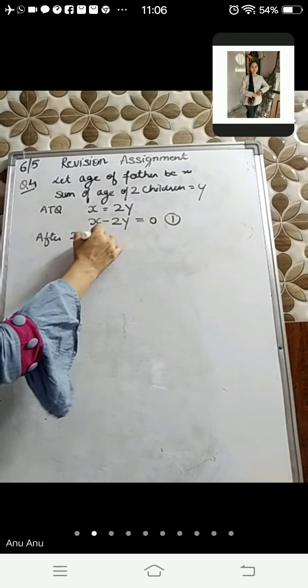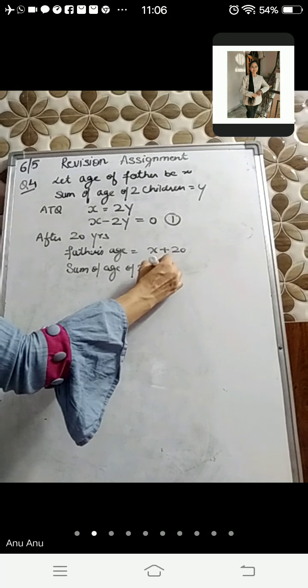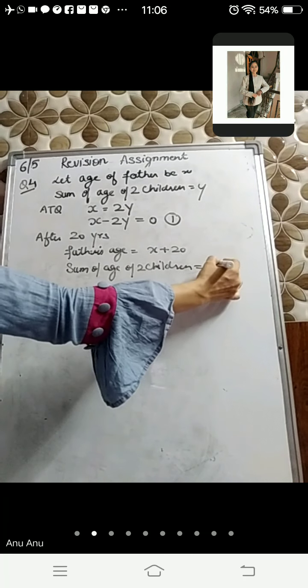After 20 years, what will be the father's age? x plus 20. And can anybody tell me what will be the sum of the ages of the two children? Will it be y plus 20? There are two children, and the sum of their ages is y. After 20 years, if one child's age increases by 20, the other's will also, so it will be y plus 20, that is y plus 40.